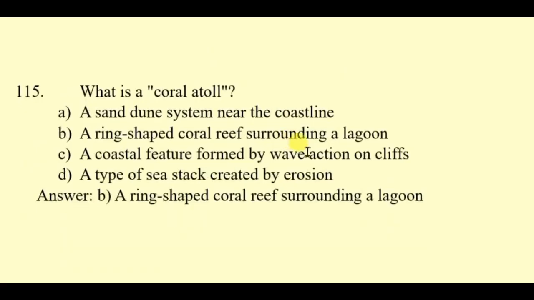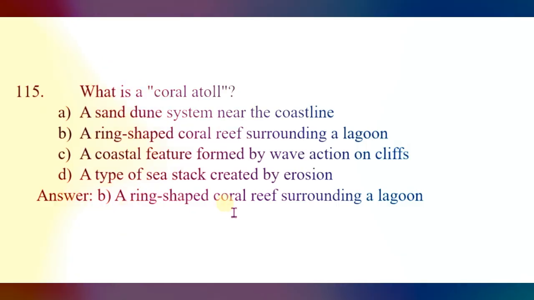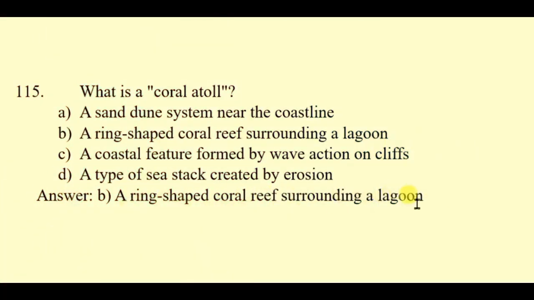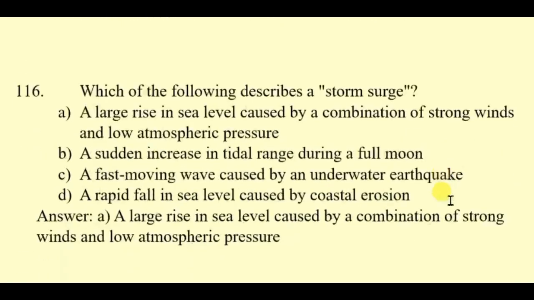Question 115. What is a coral atoll? A sand dune system near the coastline, a ring-shaped coral reef surrounding a lagoon, a coastal feature formed by wave action on cliffs, a type of sea stack created by erosion. Here the correct answer will be a ring-shaped coral reef surrounding a lagoon. The example of a coral atoll is Lakshadweep Island, which is a ring-shaped coral reef surrounding a lagoon.